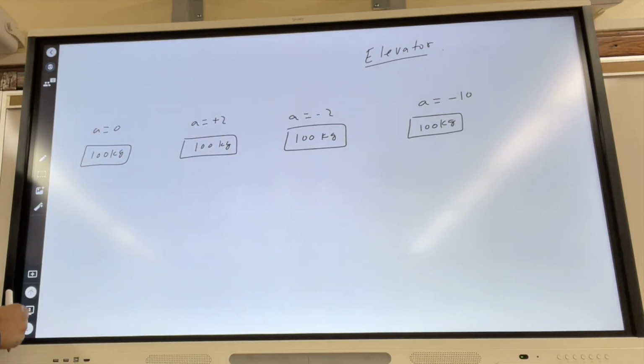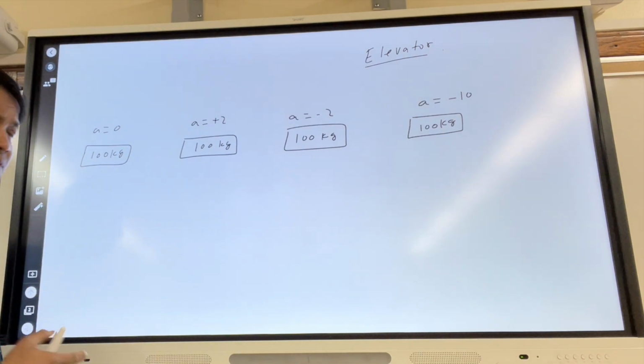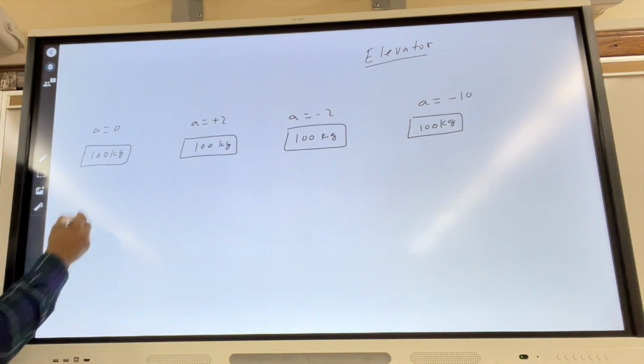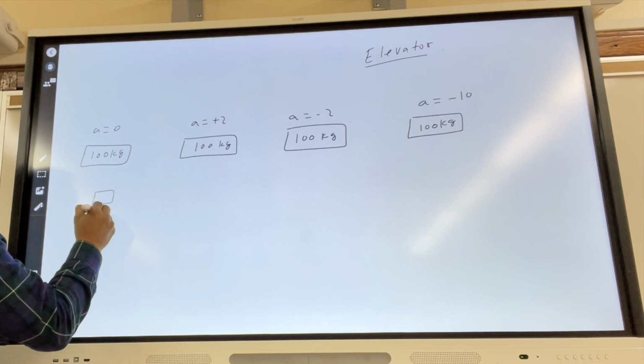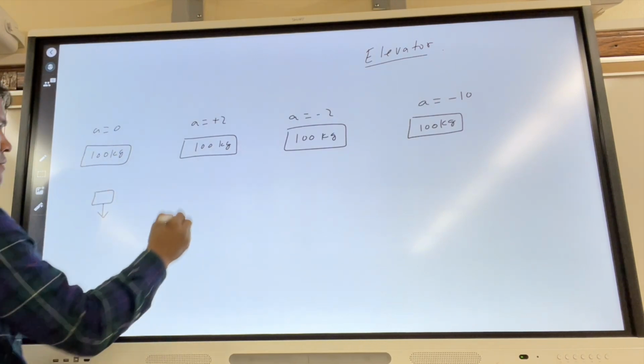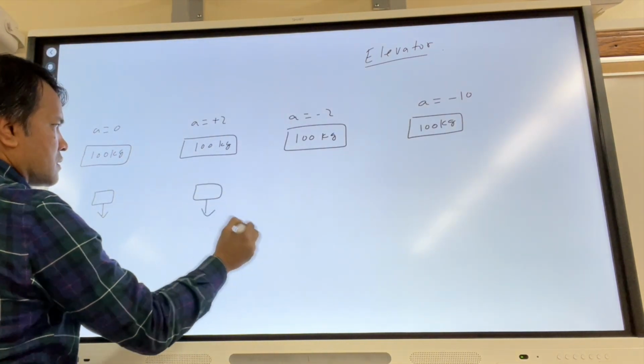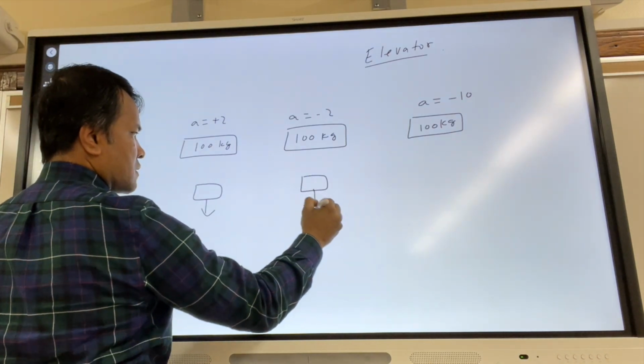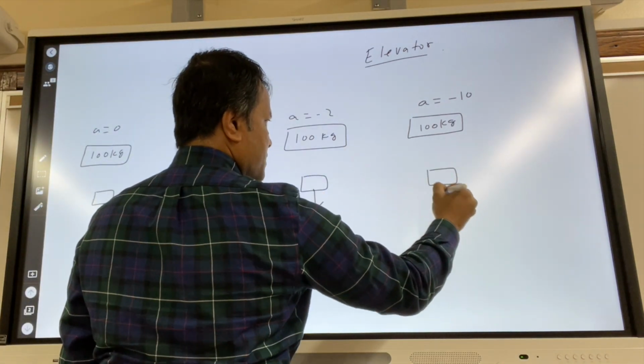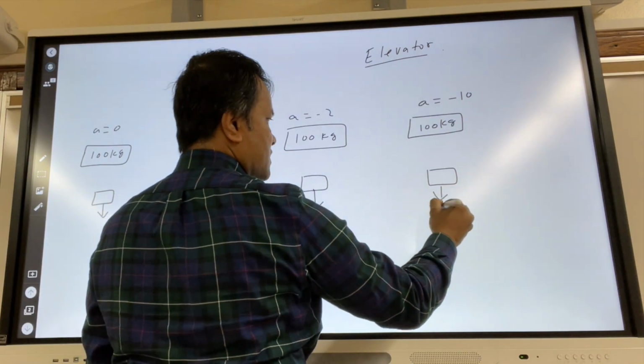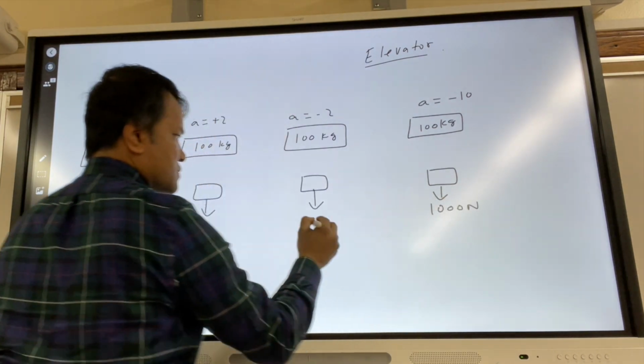Okay, so we want to find a few things. We want to find the weight. The weight would be the same for this one and this one. The weight would be 1000 newtons.